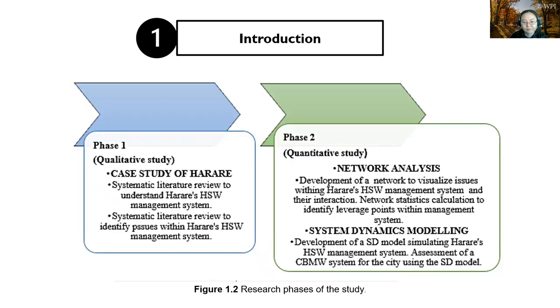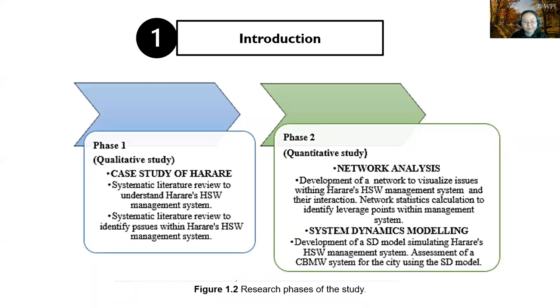So in this study, we split it into two phases. The first one was a qualitative phase, and the second one was a quantitative one. In the qualitative phase, we aimed to understand the study area, which is Harare City in Zimbabwe. And so first we did a systematic literature review in order to understand the household solid waste management system. And then we did another literature review in order to understand the issues that are influencing the system.